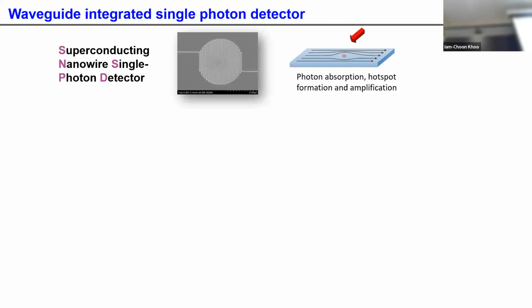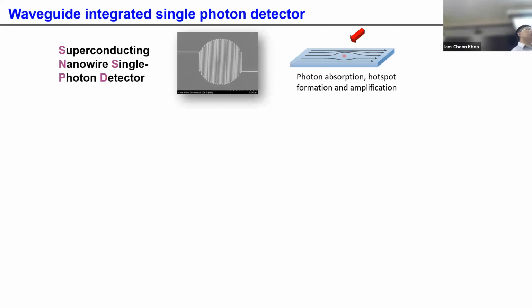When a photon lands on those wires, it destroys the local superconductivity. With the current bias close to the critical current, you form a local hotspot, and that hotspot grows and cuts off the supercurrent. You can register that at a very fast speed with very high efficiency, and that creates a single photon detector.